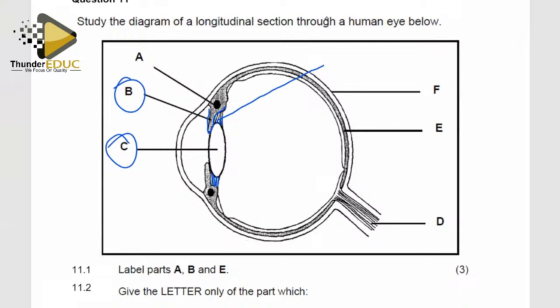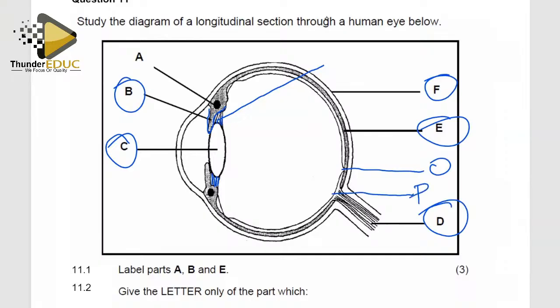The lens. F is the sclera. What is E? Choroid. And then what is D? Optic nerve. And then what is O? Not the blind spot, it's the yellow spot. That's where the clearest image is formed.